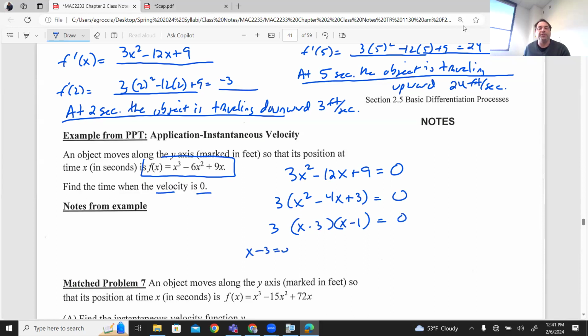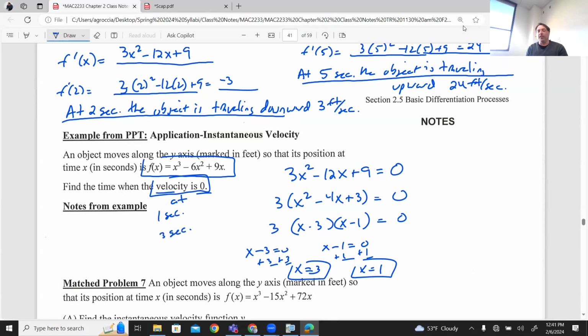Set each piece equal to 0. And you get x equals 3 and x equals 1. Now again, x is seconds. So the velocity will be 0 at 1 second and 3 seconds. In order to solve this problem, you need to know that velocity is the derivative.